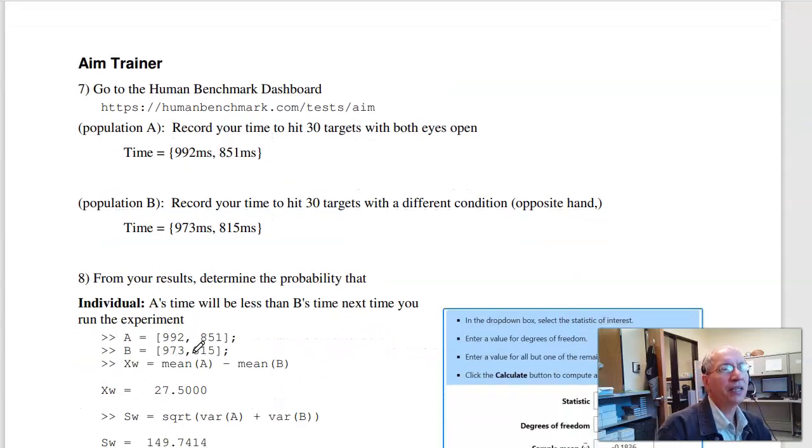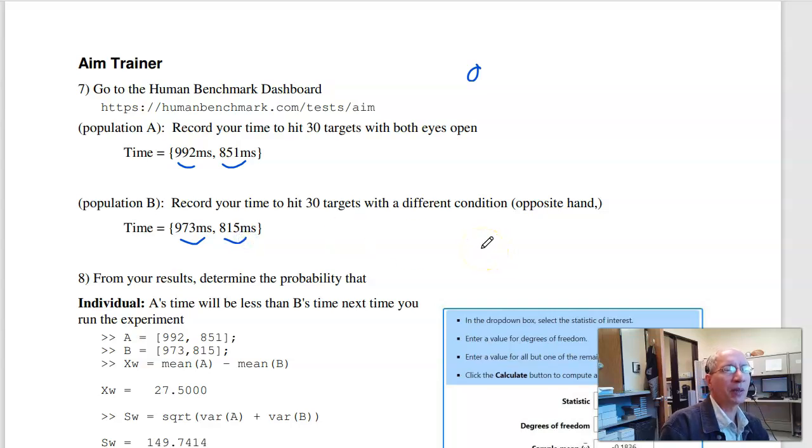Second test. The aim trainer is you click on this link and it has a little target. You move the mouse over to it and click it. Target moves. Move the mouse over to it and click it. Repeat 30 times. What is the average time to acquire the target? So with my dominant hand, there's my first measurement, repeat, second measurement. Do something different. I use my non-dominant hand, my left hand, first measurement, second measurement.